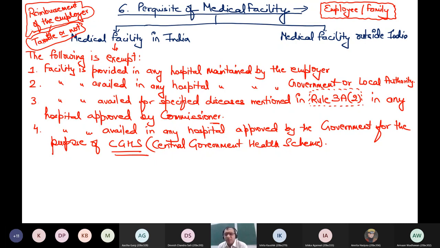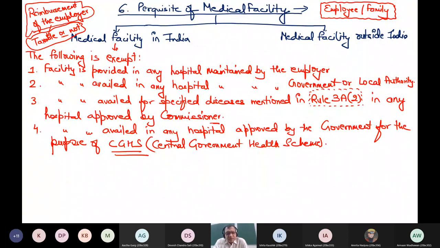It's basically a scheme where a card is made of the government employees, and by showing that card, the treatment can be availed in those hospitals which are willing to accept this card. Of course, it is applicable in any government hospital, but in private hospitals also, there are so many hospitals which say that we are willing to provide the treatment to the employees who are having a CGHS card. Through this card, the charge or the cost of medical in that private hospital becomes less.